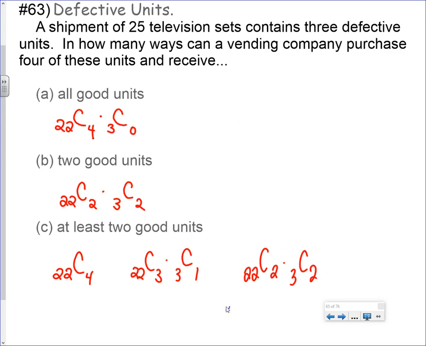Now hold on. If this is a number of ways, and this is a number of ways, and this is a number of ways, and any of these are options, what operation am I going to do to put it all together? Adding, not multiplying. Because I have all these ways, or all these ways, or all these ways. All those options, adding all those options. So in sections 9.5 and 9.6, we talked about the fundamental counting principle. In one situation, you're getting 4 good and 0 bad, 2 good and 2 bad, 3 good and 1 bad.